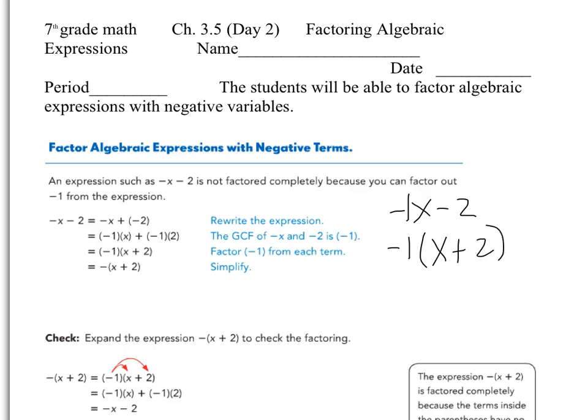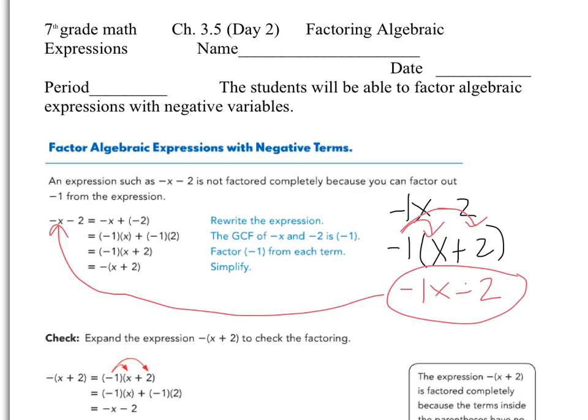Okay, now remember, the nice thing about factoring is you can go back then and distribute, do the opposite, and you should get the original answer. So negative 1 times x is negative 1x, and negative 1 times 2 is negative 2. So again, remember, we go back over here, and we start with the original problem, which is negative x minus 2.